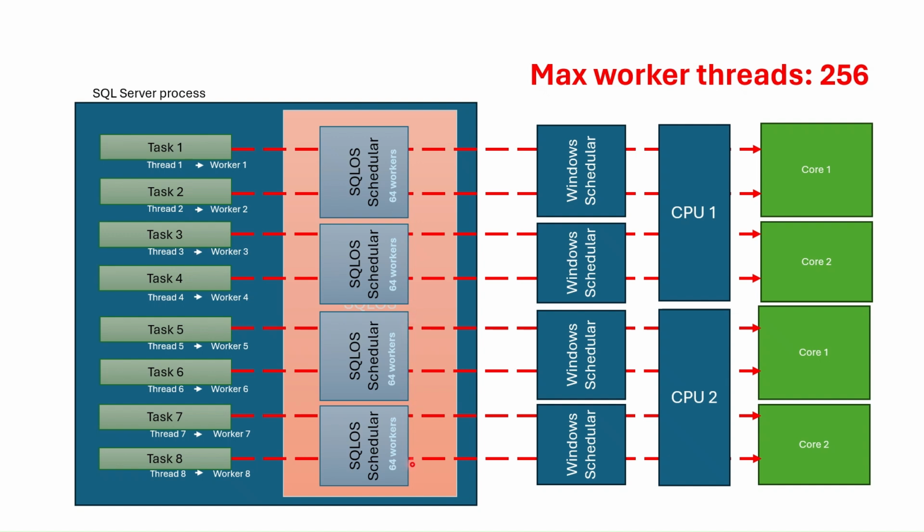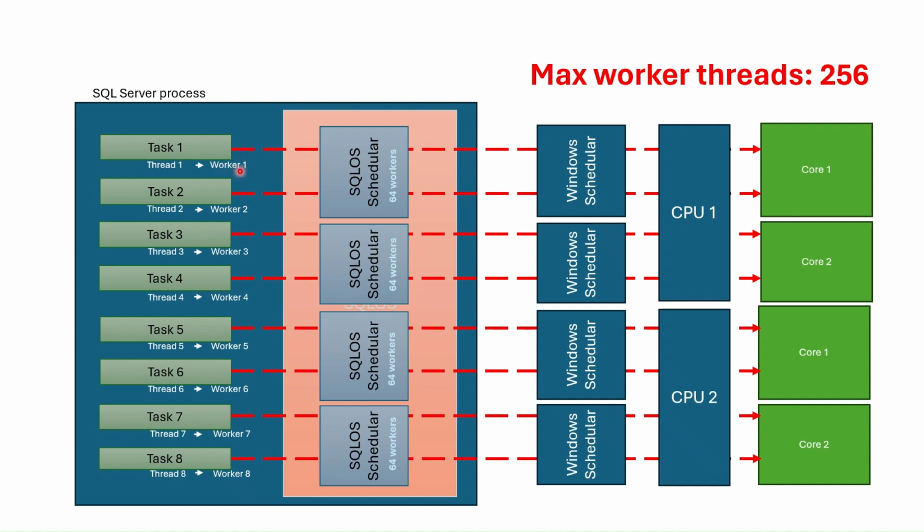Each time there is a task to execute, it is assigned to an idle worker. When there are no idle workers, the scheduler creates a new one. It also destroys idle workers after 15 minutes of inactivity or in case of memory pressure. Each worker uses 2 MB of RAM in 64-bit SQL Server for the thread stack.